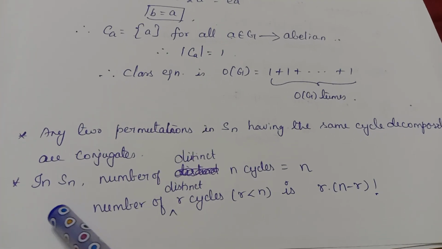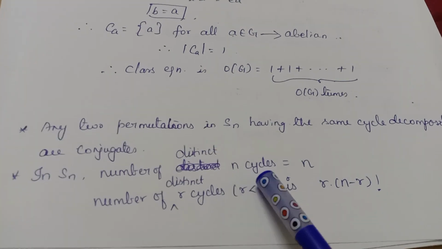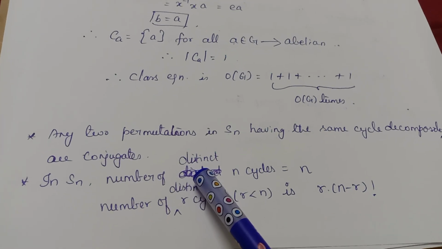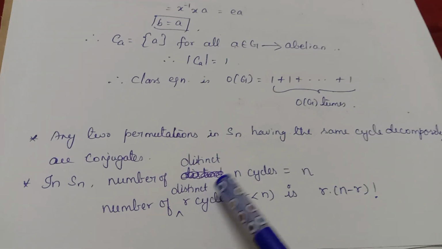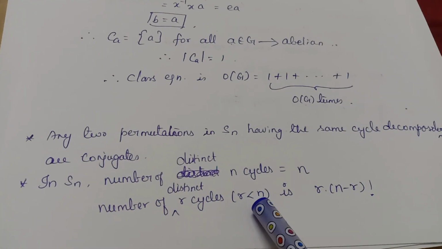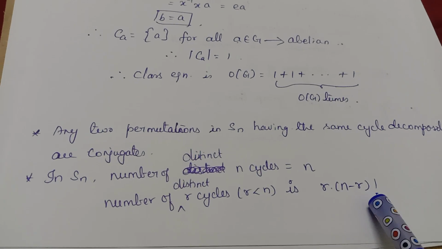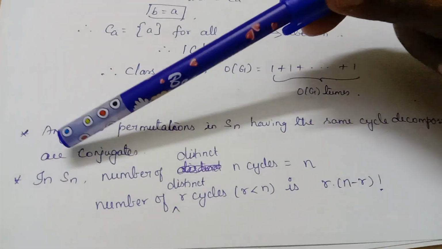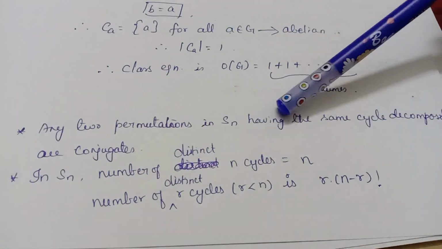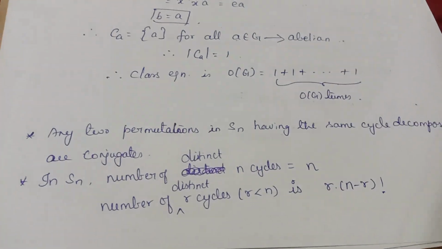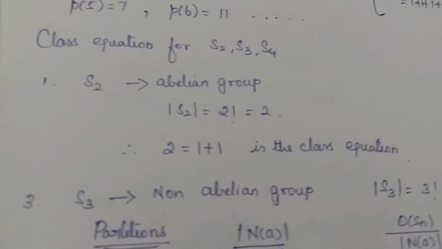Another fact: in Sn, the number of distinct n cycles, distinct meaning different forms of writing, is equal to n, and the number of distinct r cycles where r is less than n is r times n minus r factorial. This I will tell you while doing the problem. So in Sn the number of distinct n cycles is n. If you want to write r cycles where r is less than n, it is r times n minus r factorial.